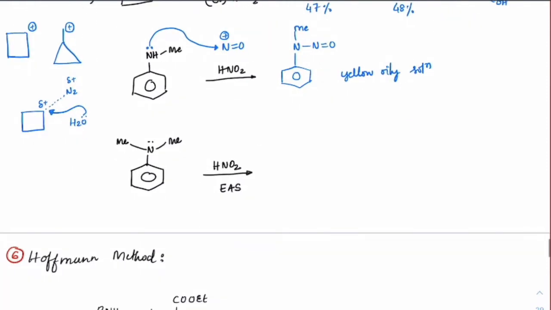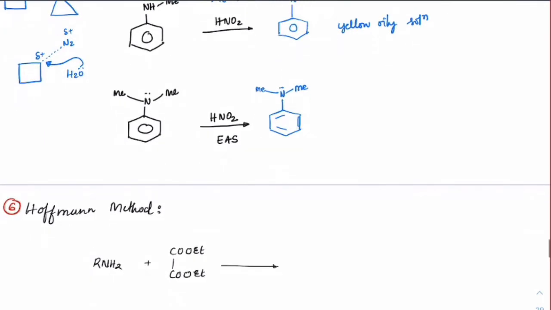But if the number of alkyl groups keeps increasing here, the attack from this lone pair towards N becomes slightly difficult, and that's when electrophilic aromatic substitution is more favorable here. So you will see the major product to be this one, N methyl, and N double bond O.